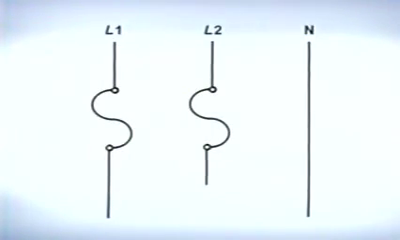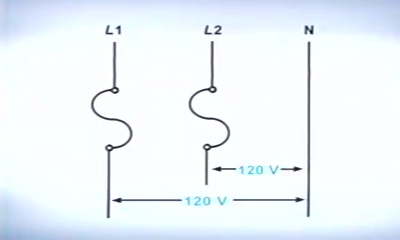The 240-volt single-phase system consists of two hot wires and one ground. Both L1 and L2 are fused, but the ground is not. A voltage reading of 120 volts can be measured from either hot wire to ground. When a voltage reading is taken between L1 and L2, the reading will be in the 240-volt range.